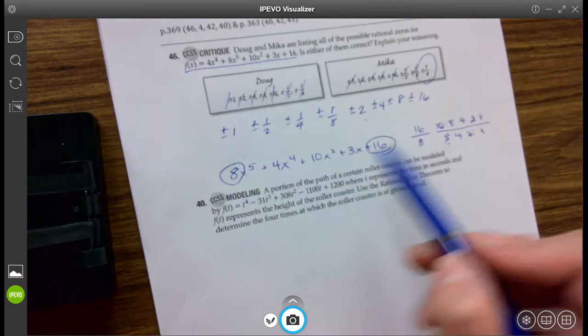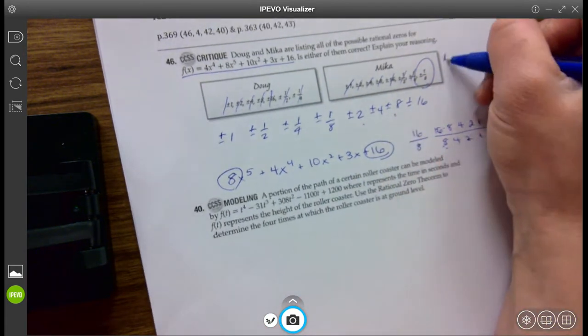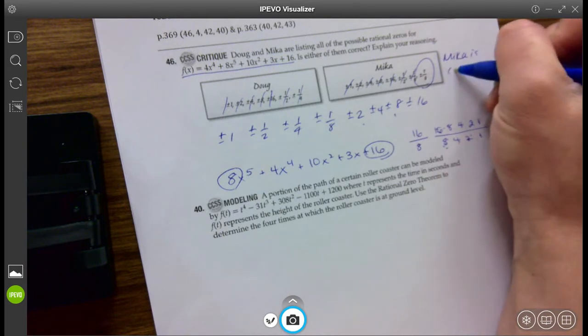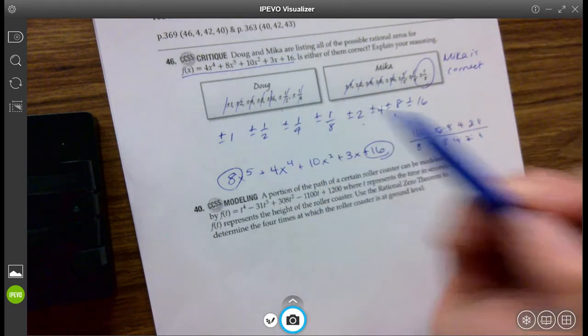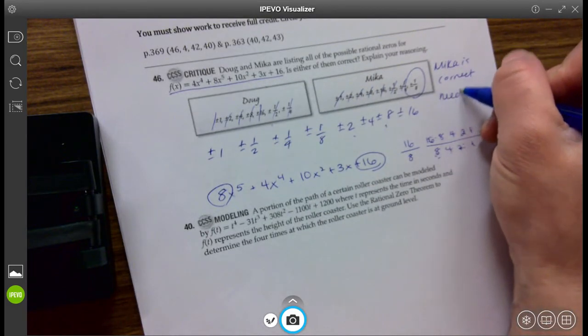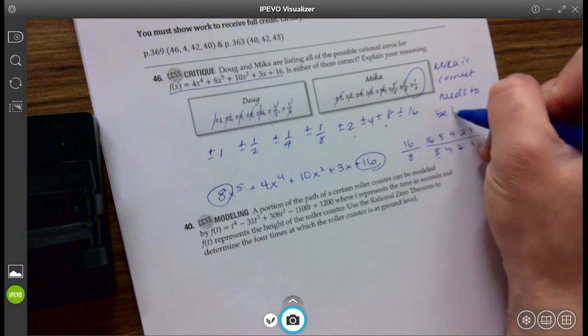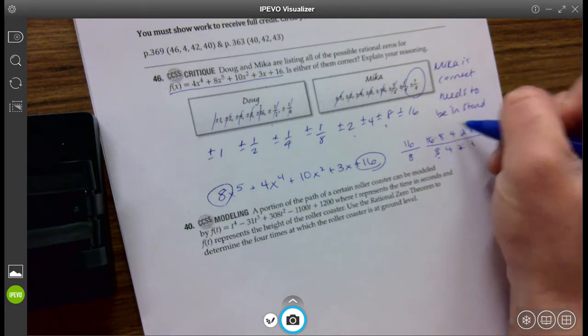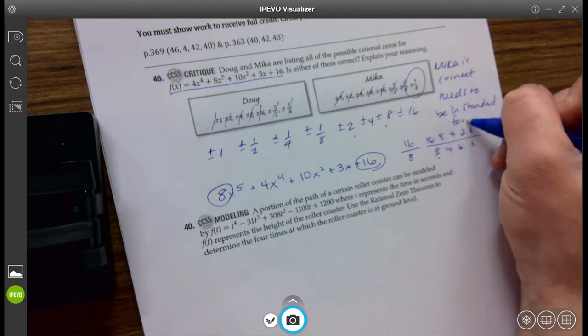An eighth. We do have an eighth. Mika is correct. And explaining the reasoning: Doug would have been correct, but the numbers were in order. It needs to be in standard form. You could put so many reasons, but we could just say that.